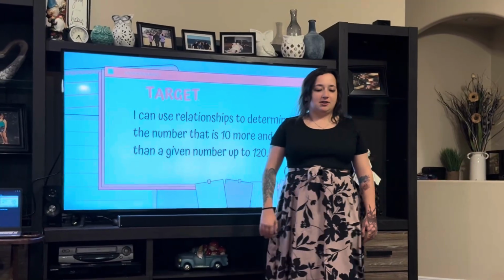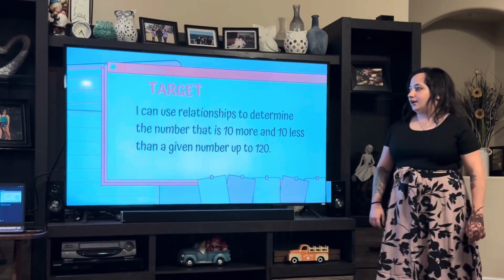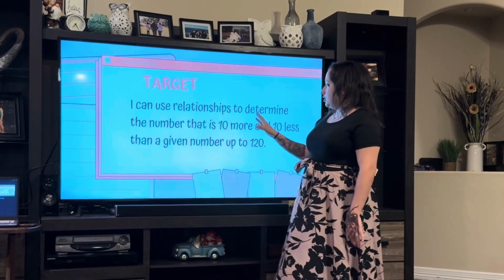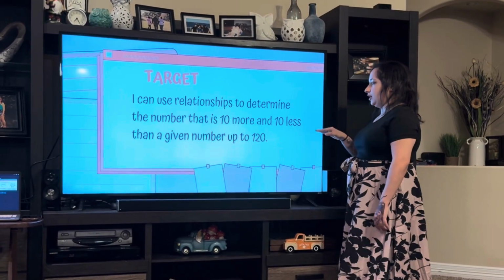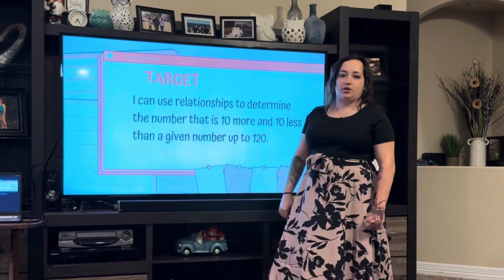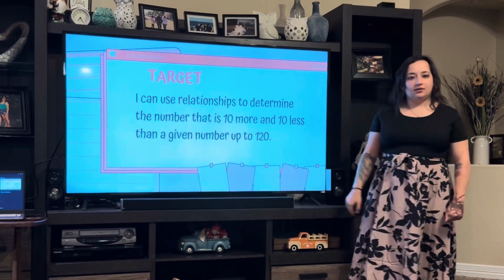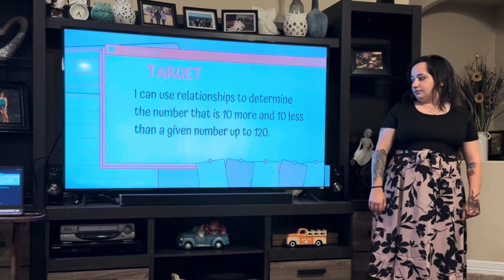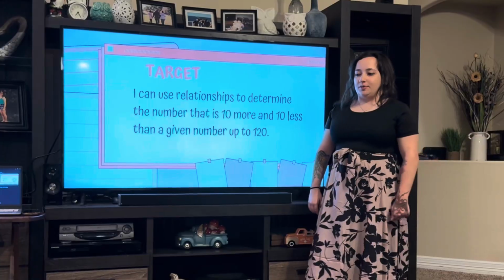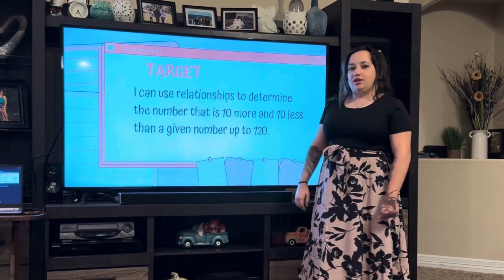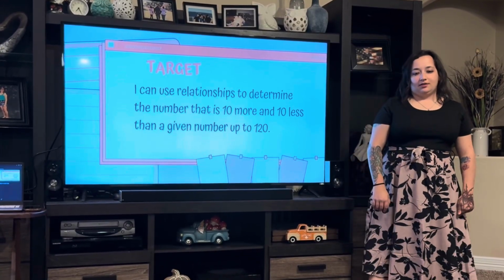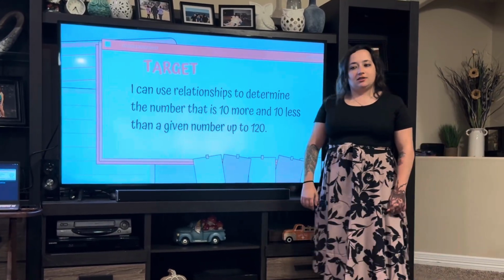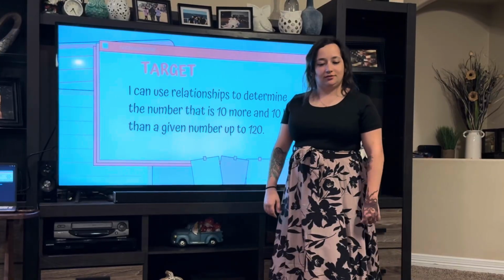Great job, guys. You came to the carpet so nicely and sat so good. Okay, so let's read our target. I can use relationships to determine the number that is 10 more and 10 less than a given number up to 120. Can you guys read that again for me? Okay, good job, guys. What does this mean to you? What do you think it means? Those were some very good answers, but let's learn what it is today.